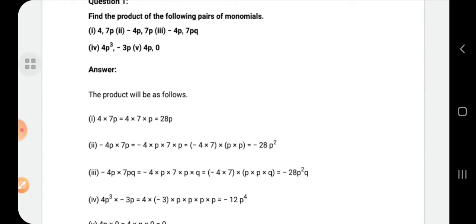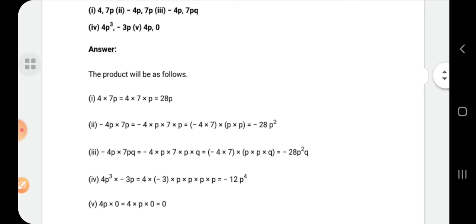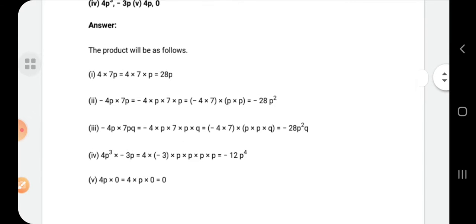Okay, like p, a, b, c, d, these are all variables. When the same variables are multiplied, the power will increase. Like here in the fourth one, 4p cube multiplied by minus 3p, the numbers are multiplied by numbers. 4 into minus 3 is minus 12, and p cube into p is p to the power 4. Okay, and for the fifth one, 4p into 0, anything multiplied by 0 is 0.